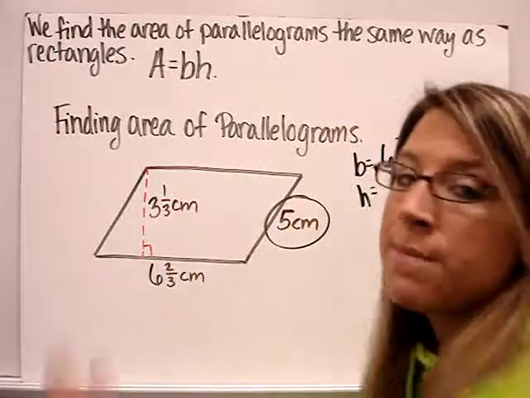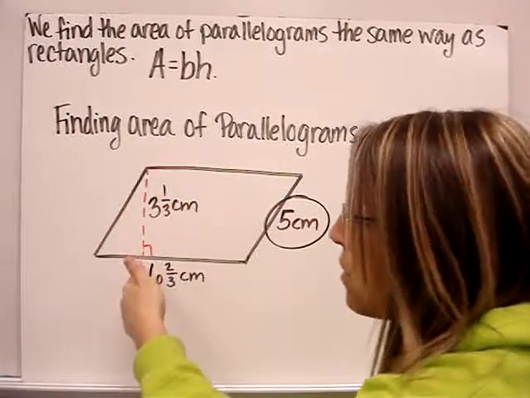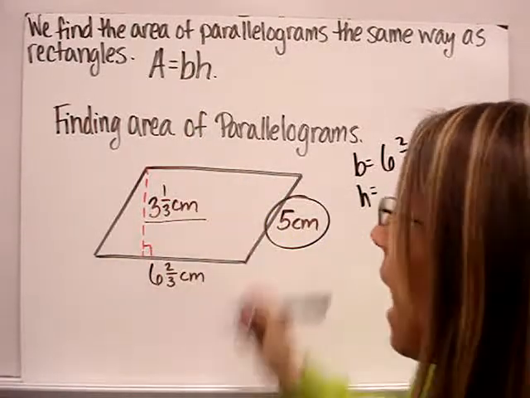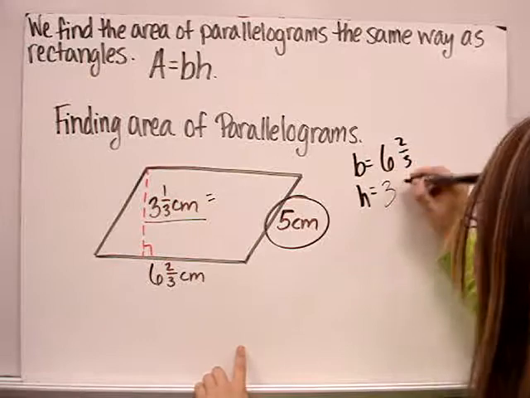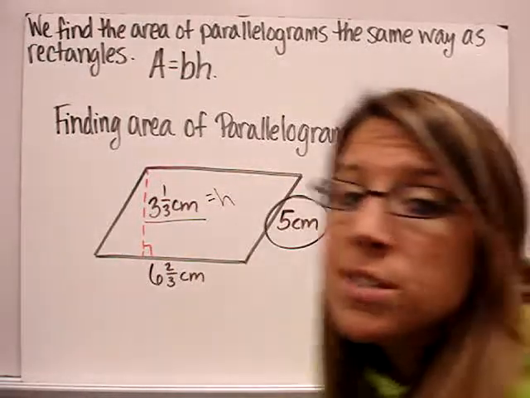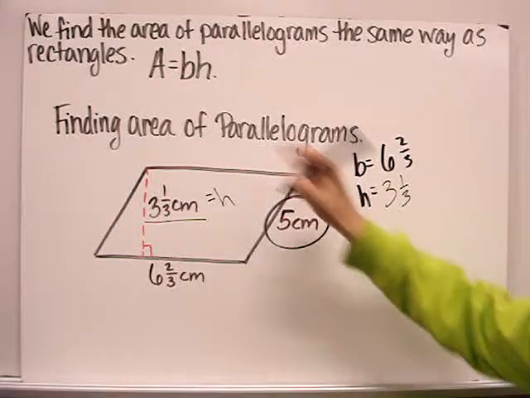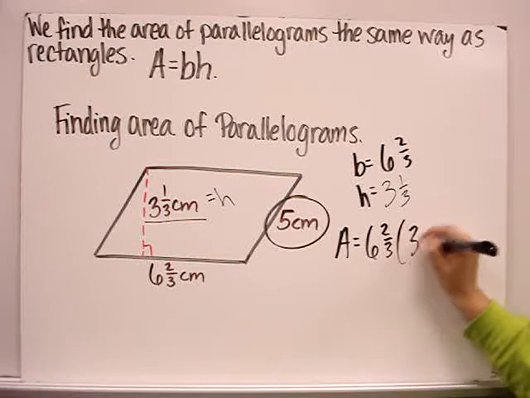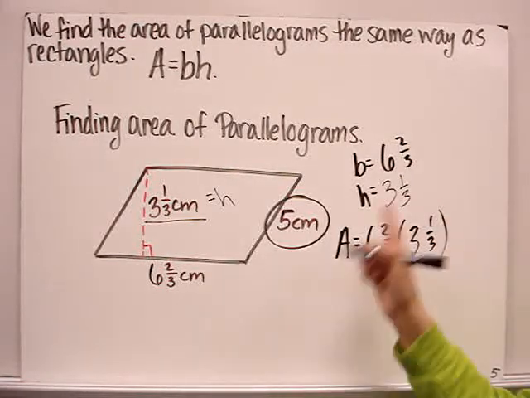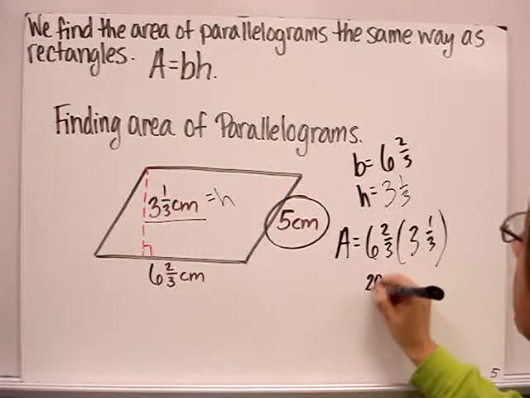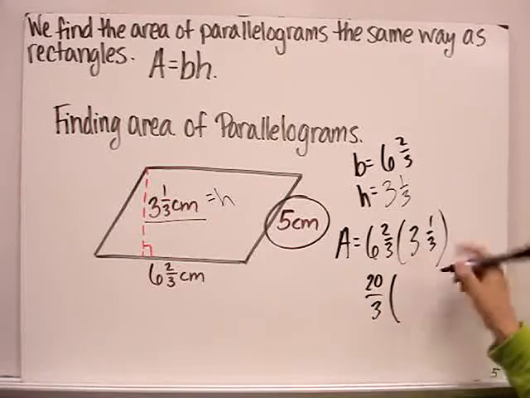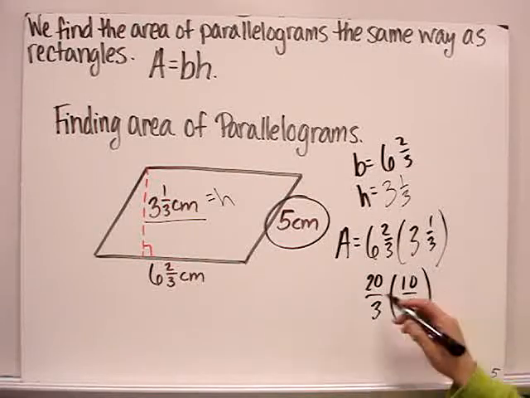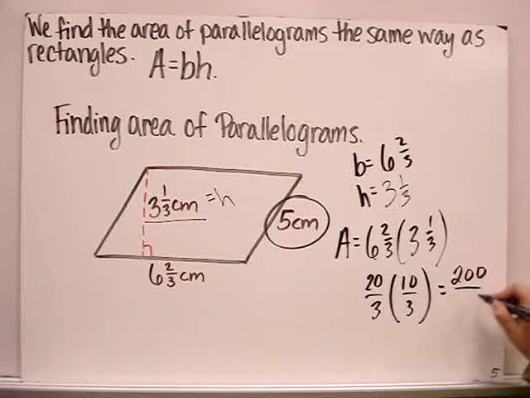3 1/3 is the distance between the top of the parallelogram and the bottom of the parallelogram. It's a straight linear distance, and that is 3 1/3 centimeters, so that is the height. Okay? So if I'm finding the area, I will say A equals B times H. So area equals 6 2/3 times 3 1/3. 6 2/3, that's 18, 19, 20 thirds times 10 thirds, correct? Yes. So that's going to give me 200 ninths.